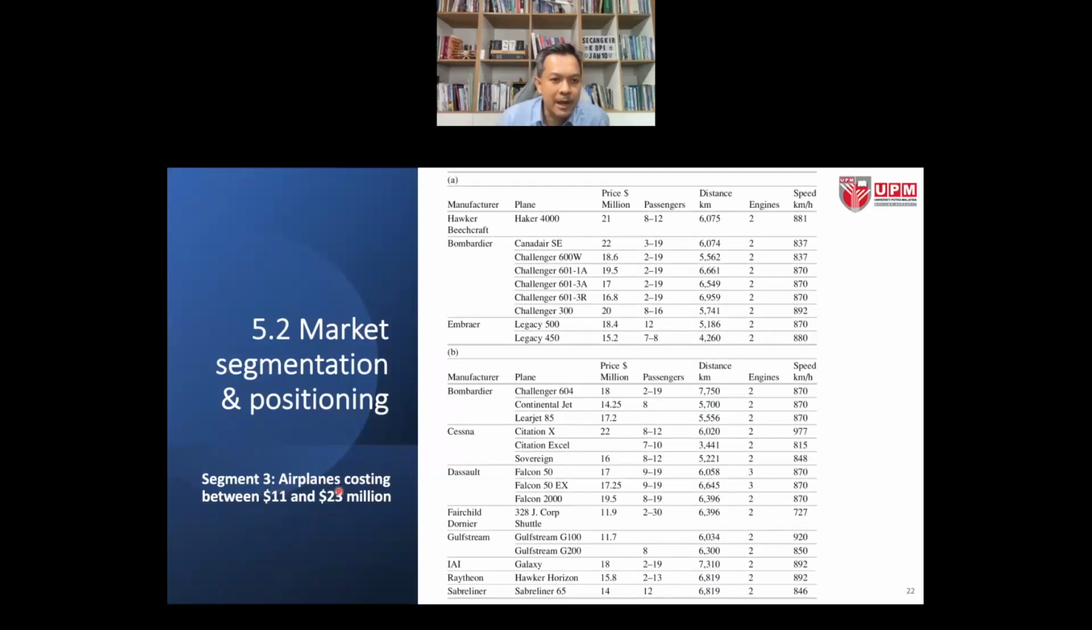For segment 3, airplanes costing between 11 to 23 million, where we have a smaller type of aircraft like Hawker Beechcraft, Bombardier, Embraer Legacy 500, Cessna Citation X, Dassault Falcon 50, and so on. So these are comparisons between the price of the aircraft, how many passengers they carry, the distance they can fly, how many engines are installed for the aircraft, and the speed that they use.